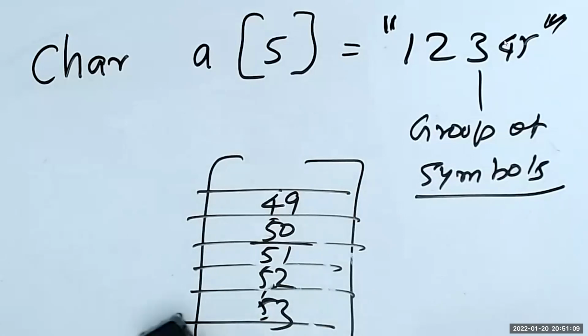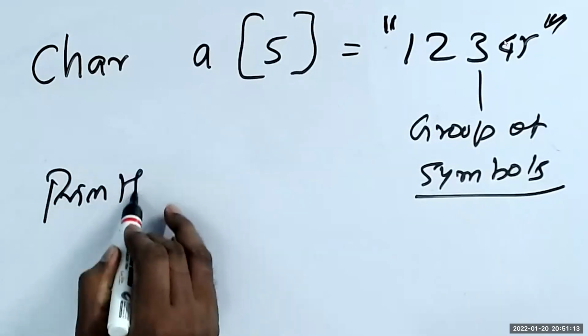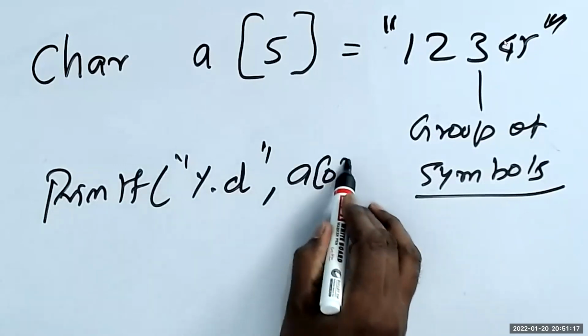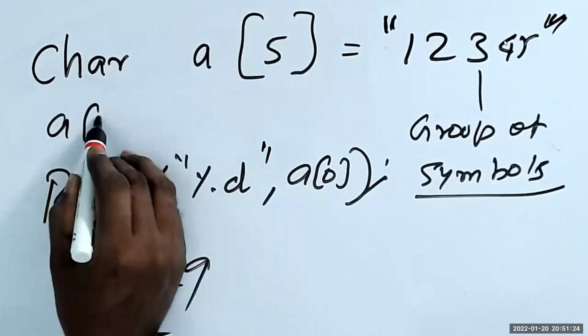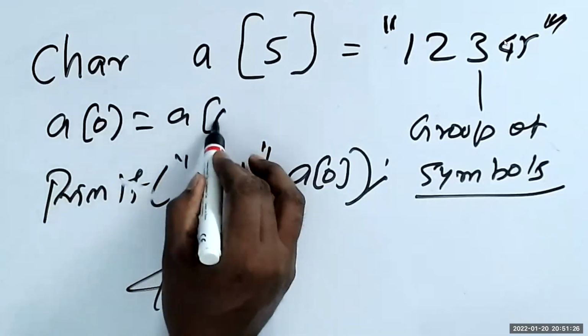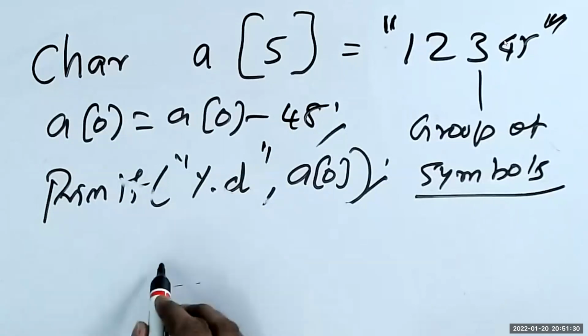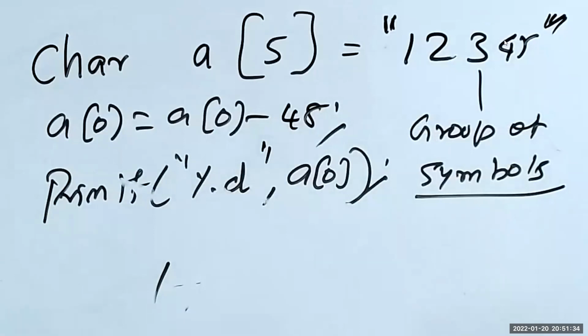if you do it like this, printf %d, comma, a of 0, you will get 49. But if you do here a of 0 is equal to a of 0 minus 48, then you will get 1. To convert the ASCII into the number, you need to subtract the value. Understand? The 48, because 48 is equal to 0.